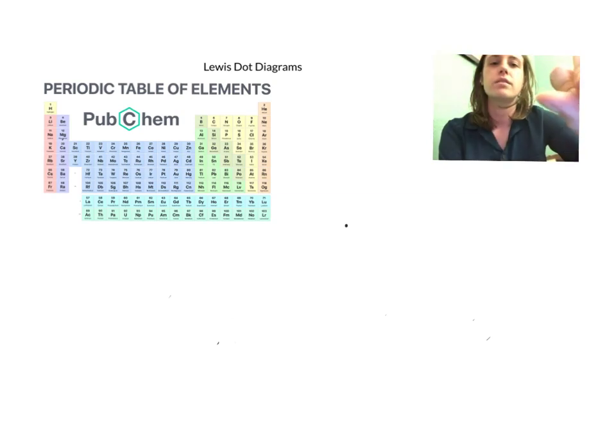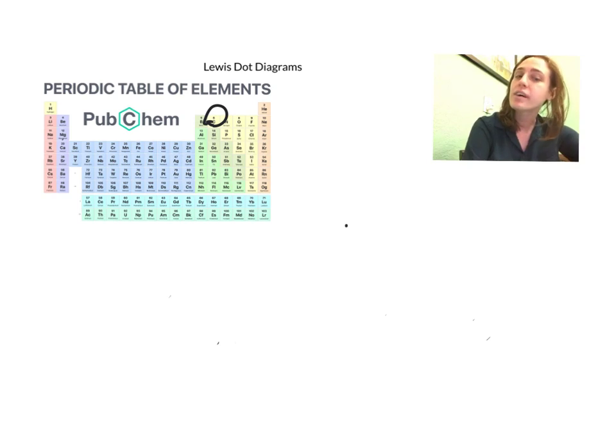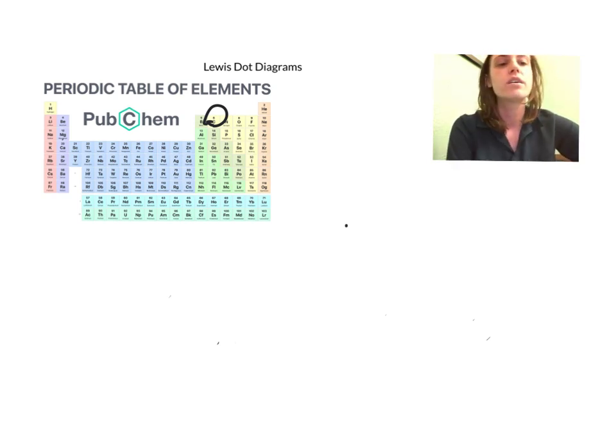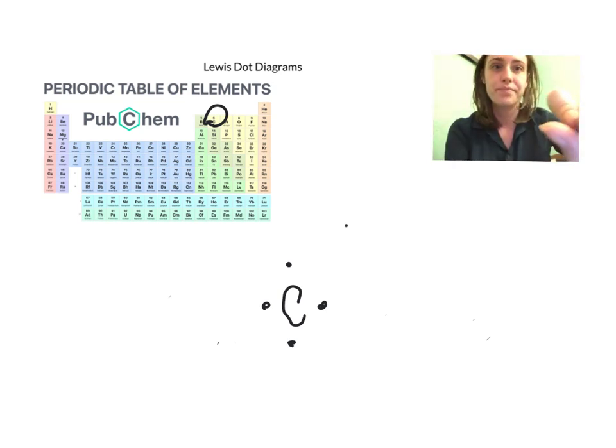Let's pick carbon. Carbon is a good element. We like carbon because we're based out of carbon. Yay. So carbon has an atomic number of 6. However, do we have 6 valence electrons? No, we only got 4. So we are going to do 1, 2, 3, 4. Bam. That is our Lewis dot diagram for carbon.